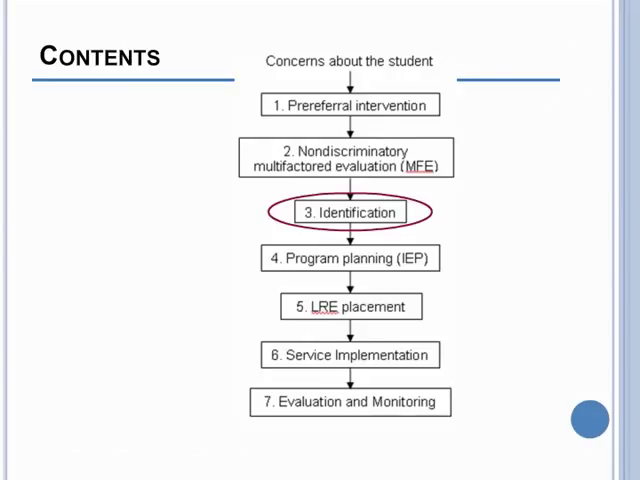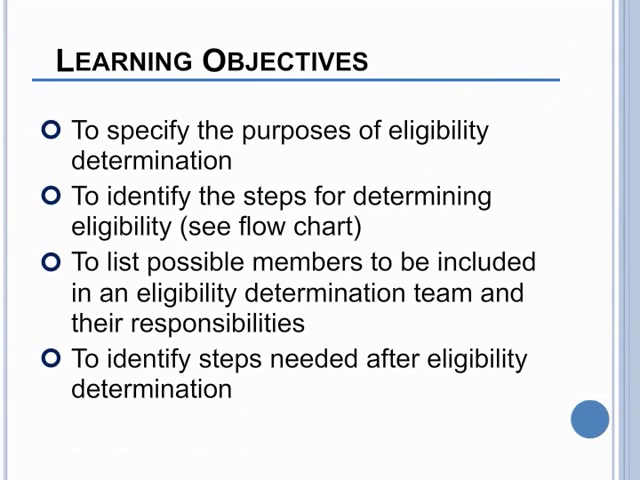So we're looking at the pre-referral intervention, the referral intervention, and then that non-discriminatory multi-factored evaluation. Now we're at a place where we're going to make decisions based on the identification. We're going to talk about the purposes of eligibility determination, discuss the steps for determining eligibility, talk about the potential members to be included, and then steps needed after the determination.